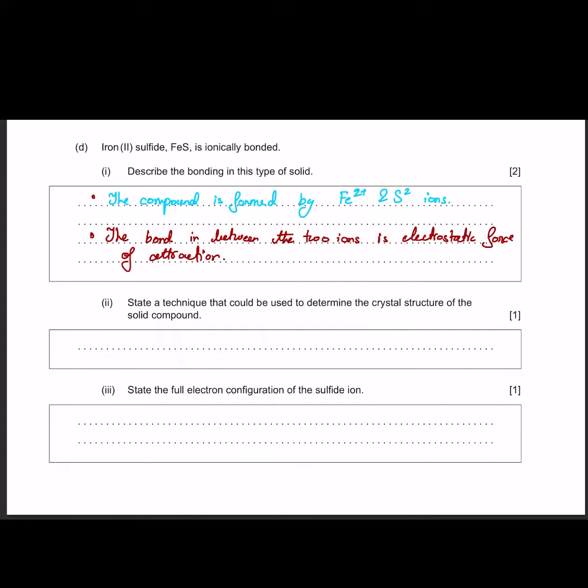Now, the second question here says, state a technique that could be used to determine the crystal structure of solid compound. So the general technique which we employ to determine crystal structures of solid compounds is X-ray crystallography, and that will be the answer here.